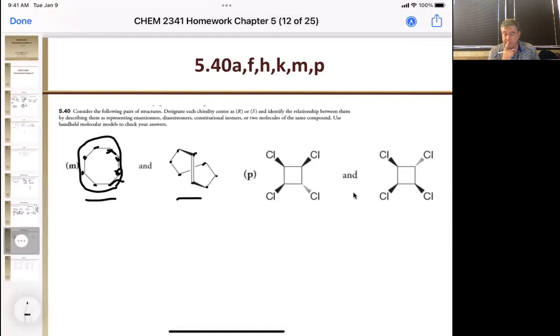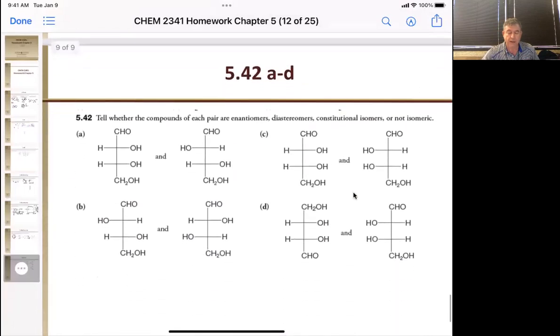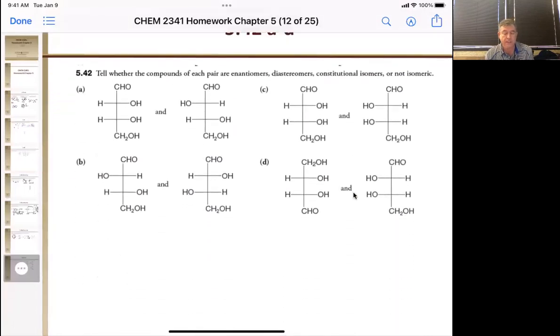Okay. In this one, these are also the same compound because if you just rotate this 90 degrees, it's going to look exactly like the other compound. So when we're looking for things, look for similarities and look for differences. And don't forget to count for 4 different things when we're assigning chirality. All right, now tell which of these compounds are pairs of enantiomers, diastereomers, constitutional isomers, or are not isomeric.